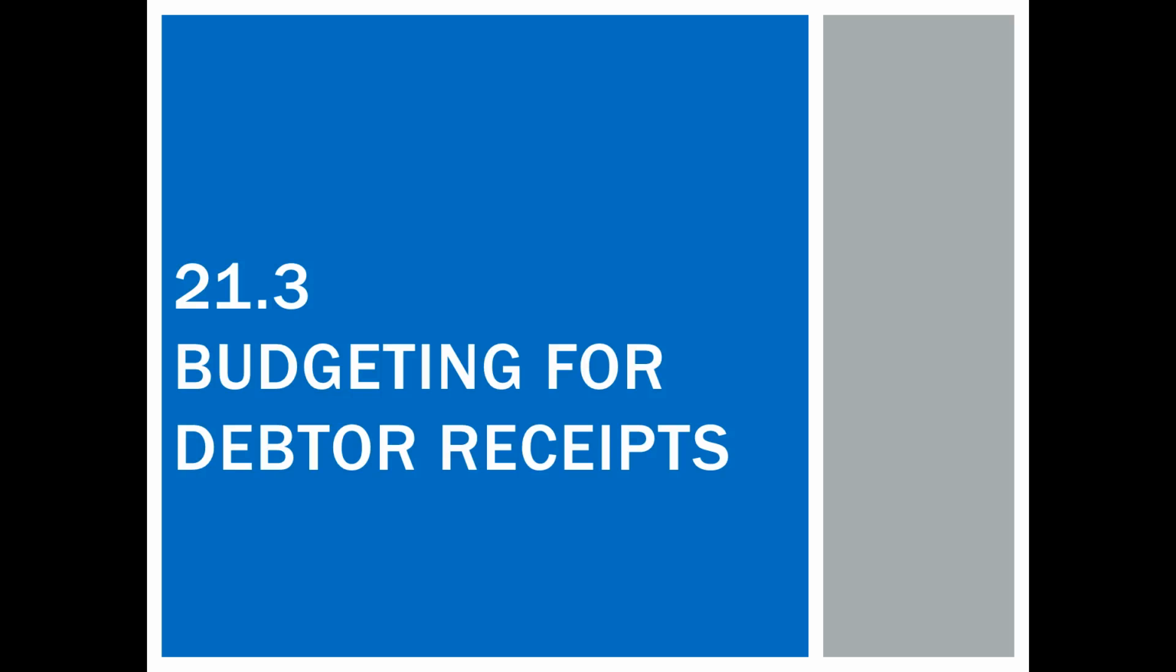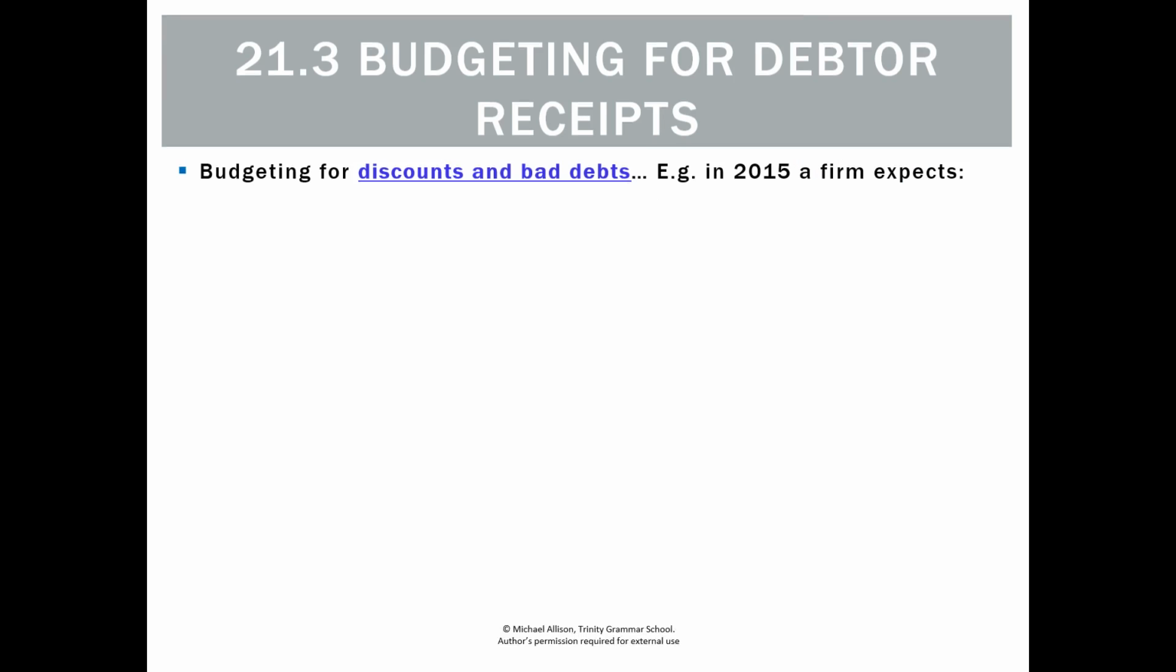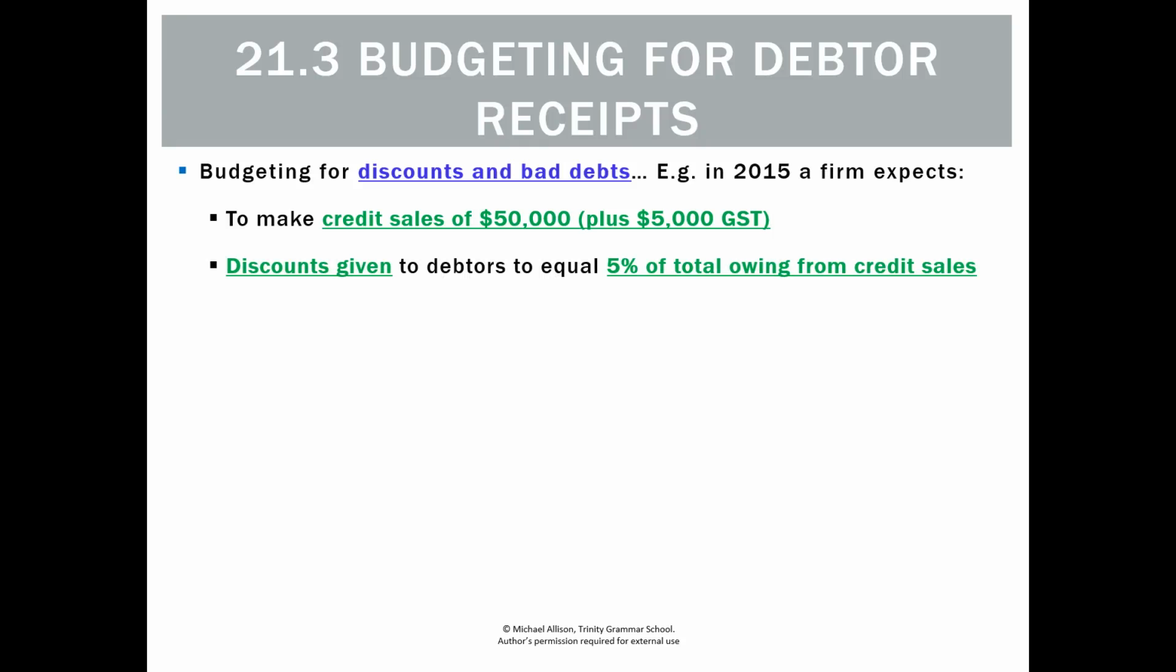When we budget for a cash flow statement, we might need to budget for the amount of cash we'll get from debtors. So for example, let's say we're doing a budget and we think there'll be credit sales of $50,000 plus $5,000 GST. And based on that, we think we'll get both discounts given to debtors and bad debts of 5% of the total owing from credit sales.